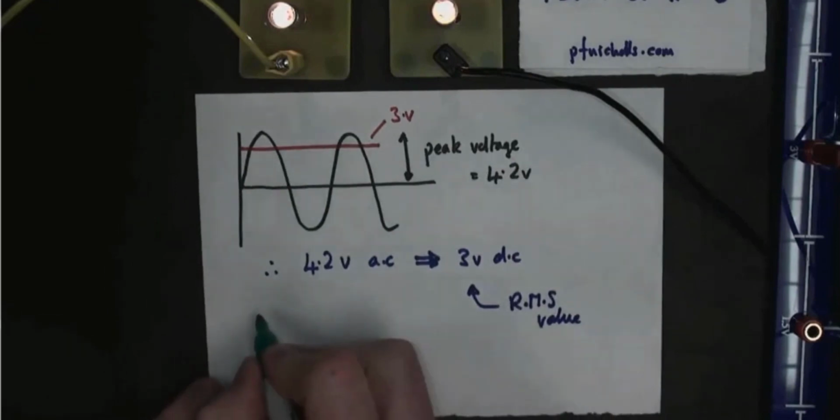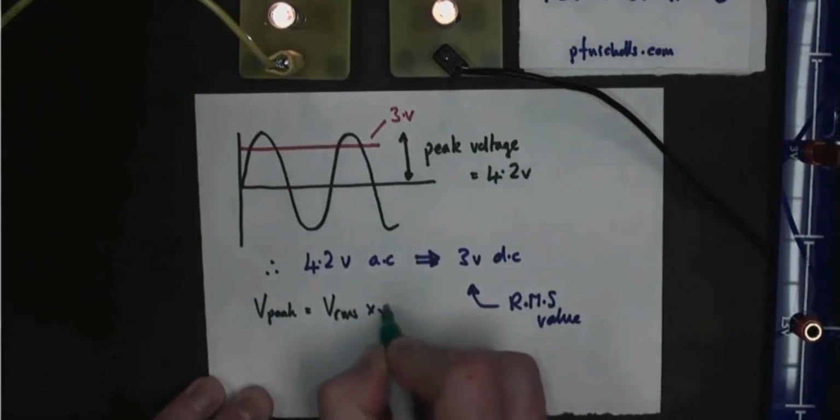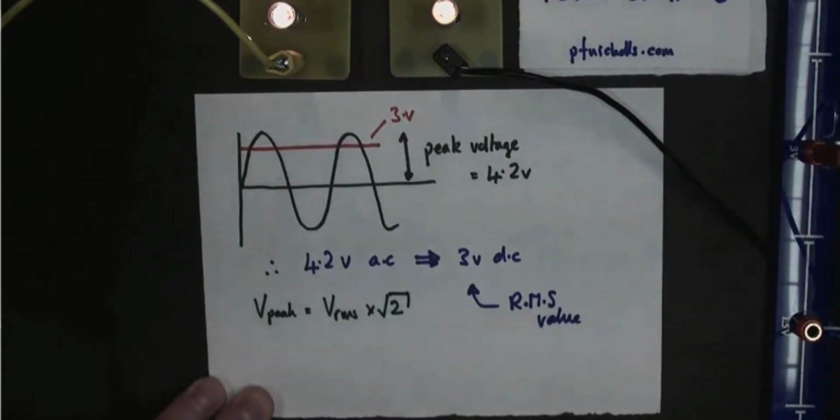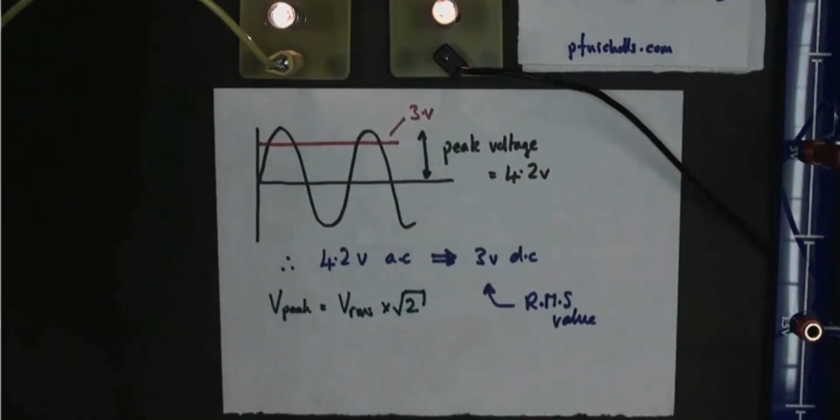We should be able to find that the peak voltage is equal to the RMS voltage times the square root of 2, as long as we're using a sine wave. If you use a square wave, it's different. So let's try out those values and see if they actually work.